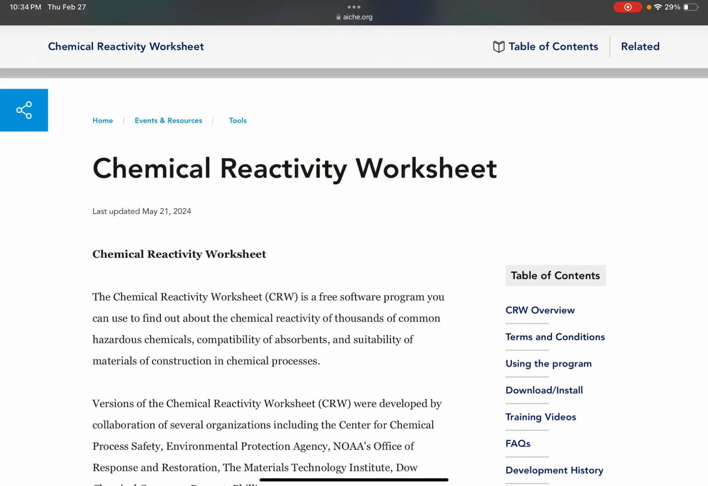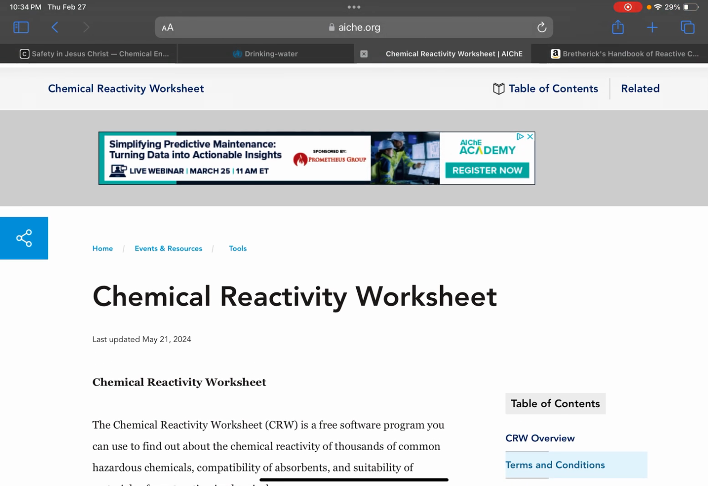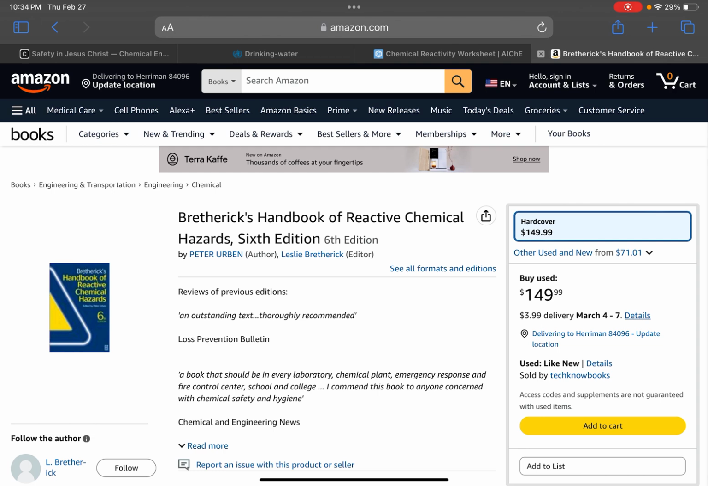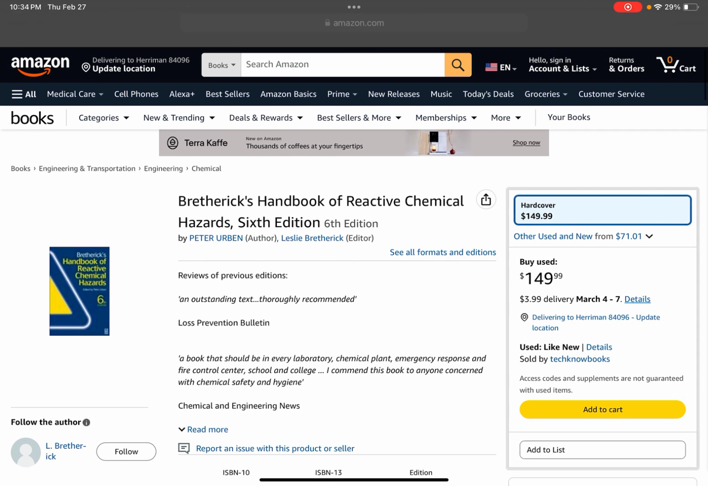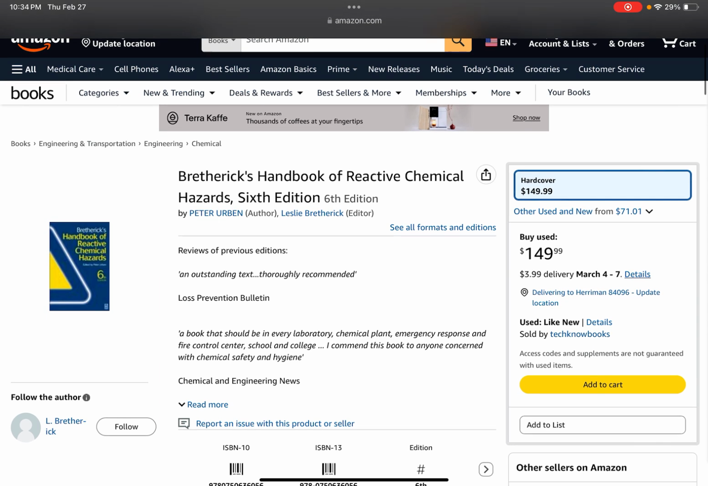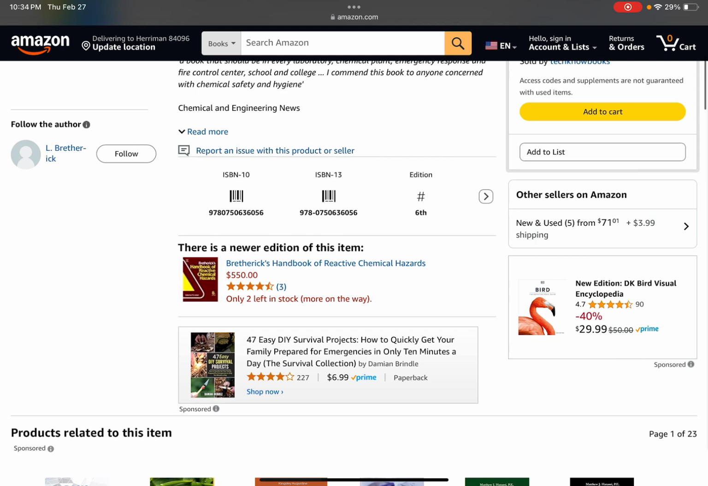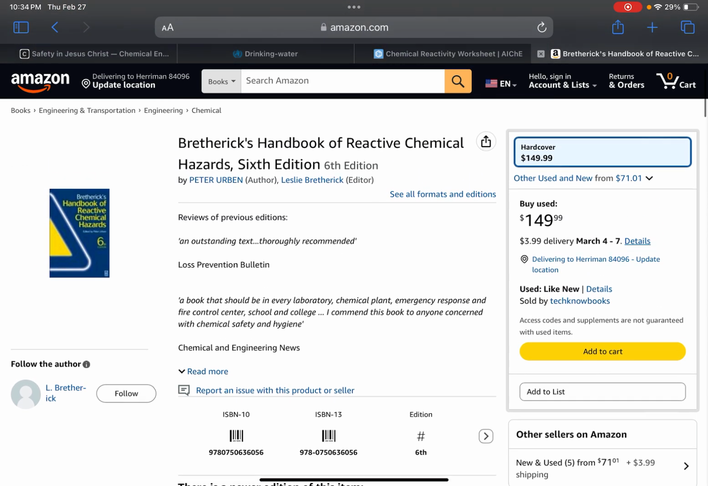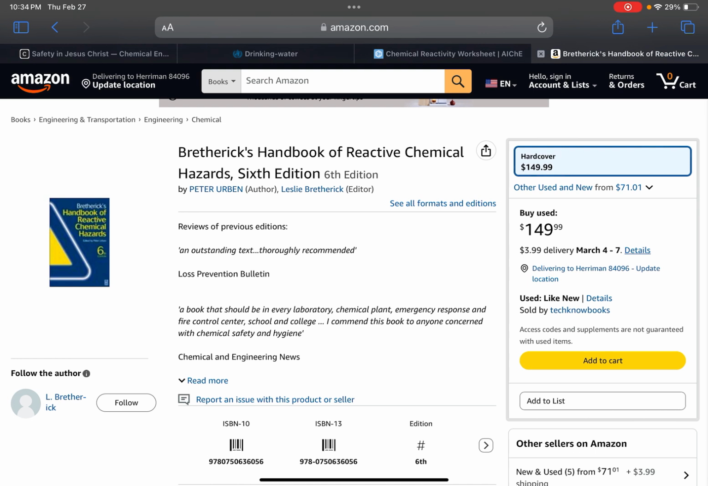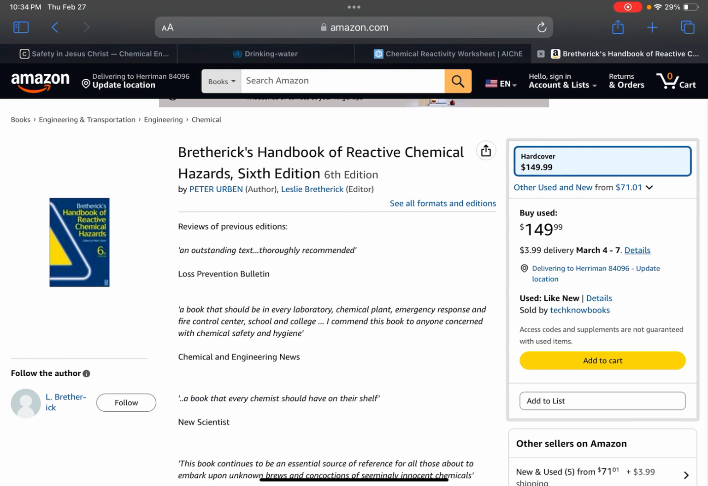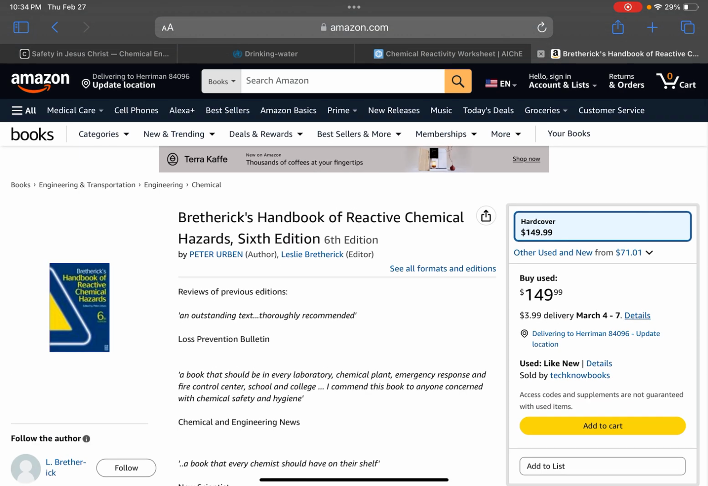There's a little link. And then there's also this Bretherick's Handbook of Reactive Chemical Hazards. This is version 6. It's $150 used. The newest version's $550, it's the 8th edition, but that's a good, well referenced book on identifying hazards for different chemicals and gases, and a great resource.